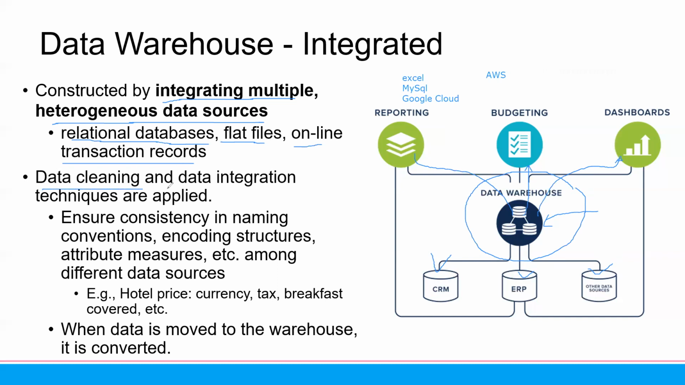In this case, data cleaning and data integration techniques will be applied. And there are some things that you also need to do, like what we already learned previously. We need to be consistent in the naming conventions. Maybe we need to input the structures. We need to change the attribute measures, and etc. Maybe, for example, the hotel price.